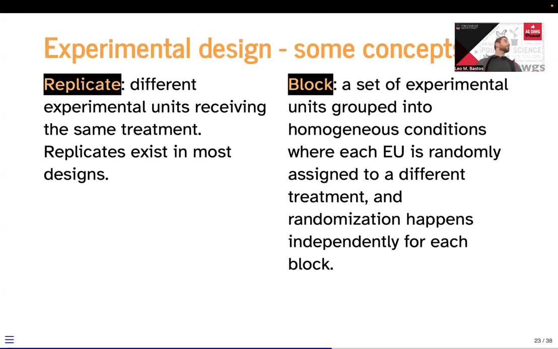A block in statistical terms or in design terms is a set of experimental units that are grouped into homogeneous conditions, whatever that means. You're going to see one example here, where each one of those experimental units is randomly assigned to a different treatment. And then randomization happens independently for each block. I know this is a mouthful, and you may not be following exactly everything I'm saying here, but this will come back when we actually run these designs in R. You're going to see how all these words make sense when we're actually doing the randomization.